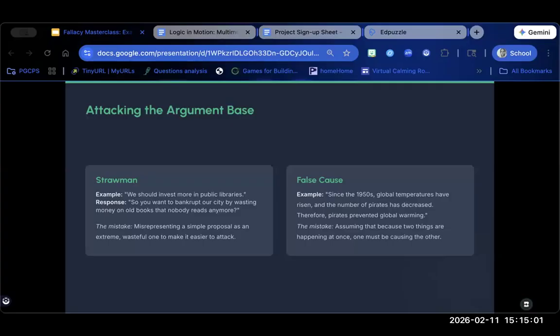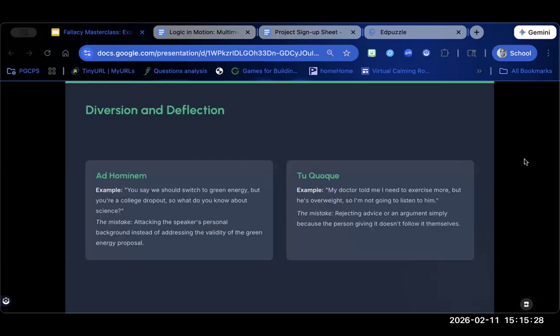Moving forward, we have the false cause fallacy, where the mistake here is when there's an assumption that because two things are happening simultaneously, meaning at the same time, then they must be related to the cause of one another. So for instance, since the 1950s, global temperatures have risen and the number of pirates has decreased. These two things have happened at the same time. However, we cannot prove that they're related. Therefore, it's a false cause fallacy.